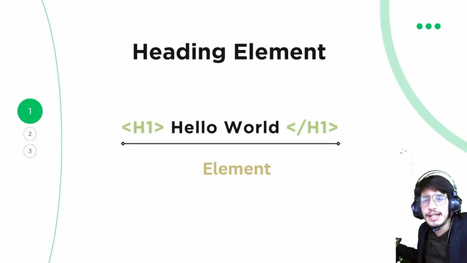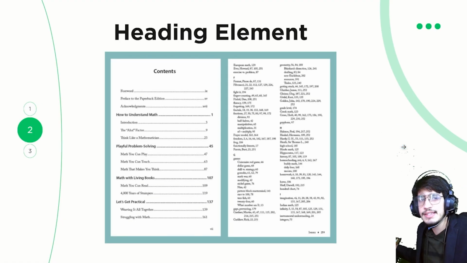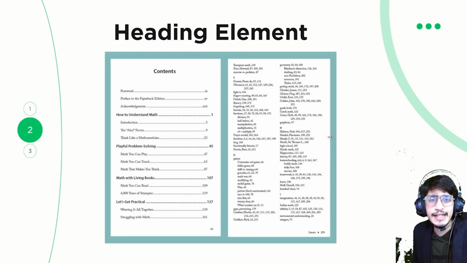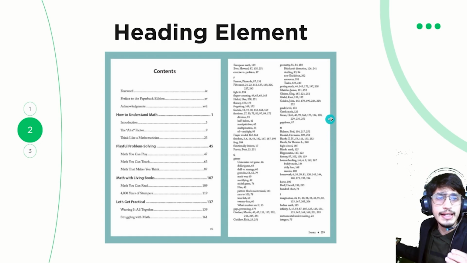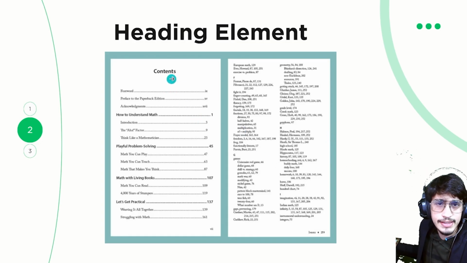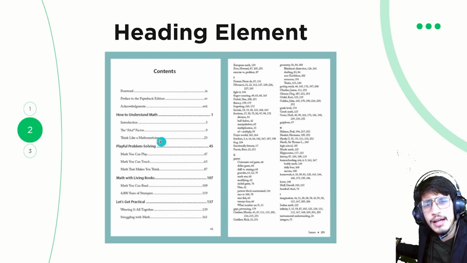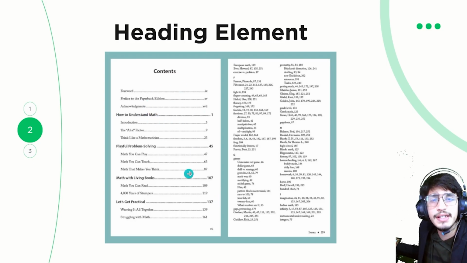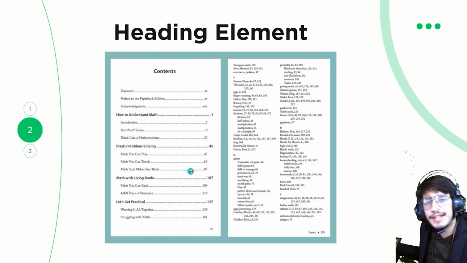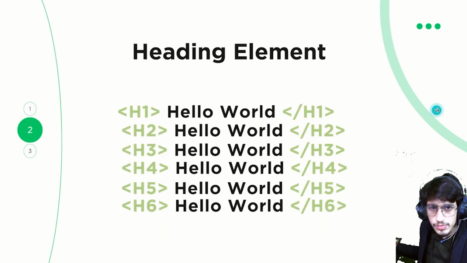Now we'll ask, okay, so why do we use a heading element? As the name suggests, a heading element is used for giving headings, and it's used in book-like things. Like here for the contents, you can see that this is a bigger heading and there is a smaller heading. For this structure we need different types of headings. So that's why we use heading elements.